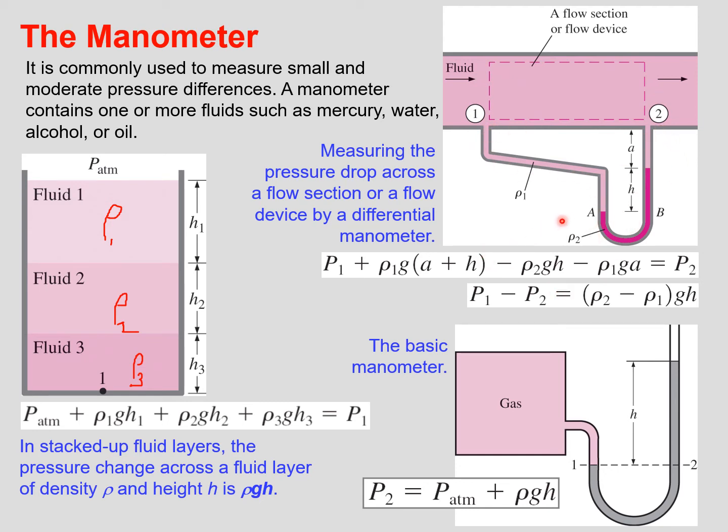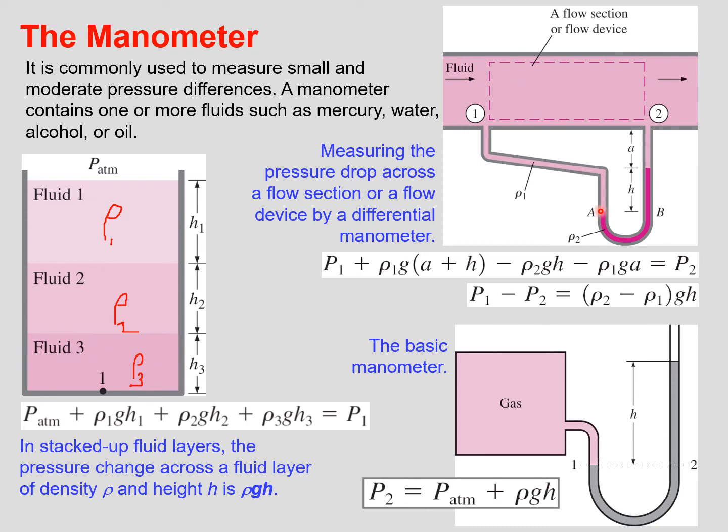So the pressure, let's find the pressure at A first. The pressure at A is going to be equal to the pressure 1 plus rho 1g times the height difference from A to the surface here, to 1. That difference is A plus H. So the pressure at A is going to be equal to P1 plus rho 1g(A plus H). That's the pressure right there.